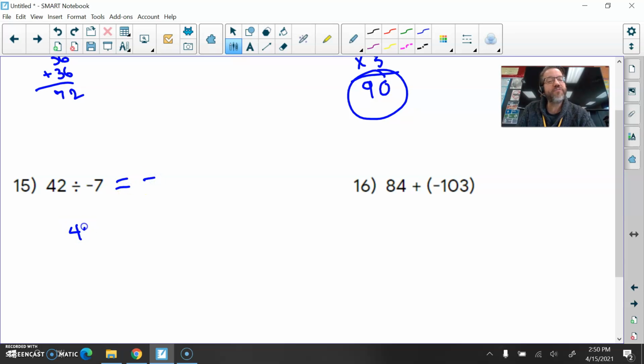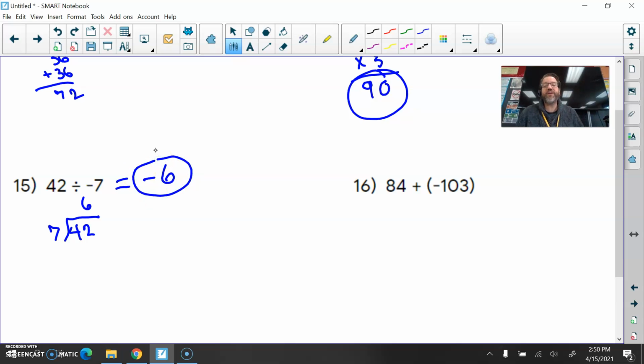And now we just divide 42 by 7. And hopefully you know this. It is 6 because 6 times 7 does equal 42. All right, so our answer is negative 6.